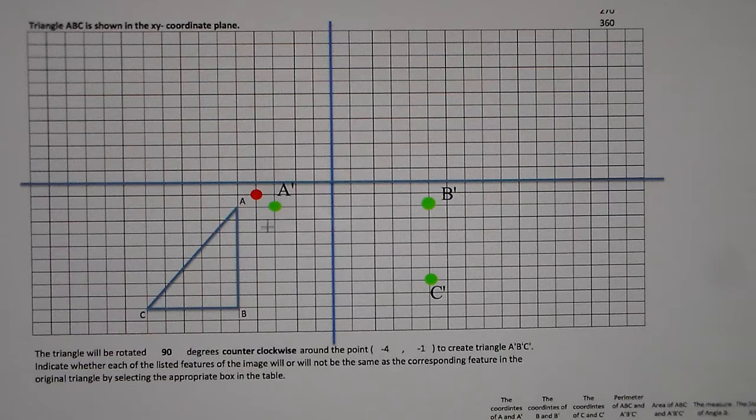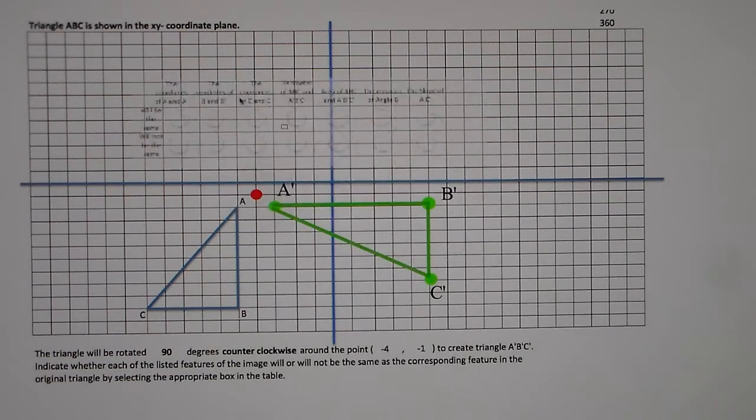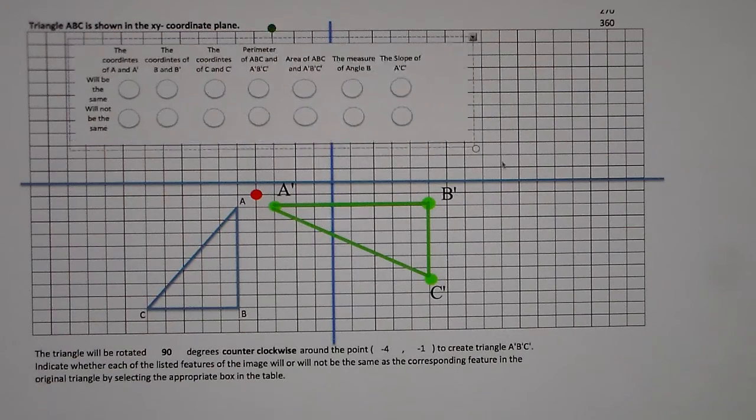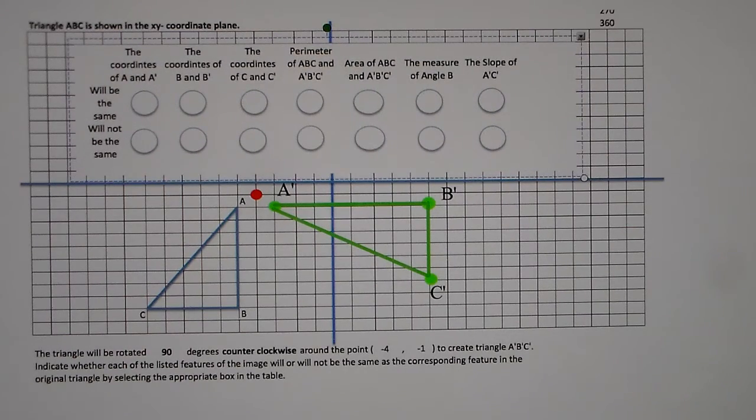We connect up our triangle, and we successfully rotated that blue triangle into the green triangle, a 90 degrees counterclockwise rotation about the point -4, -1. Now let's look at this triangle and analyze it a little bit, or these two triangles. We got to compare and contrast. So our options here, is the coordinates of A and A prime the same exact coordinate? No. We could see that the coordinate has moved, so they're not the same.